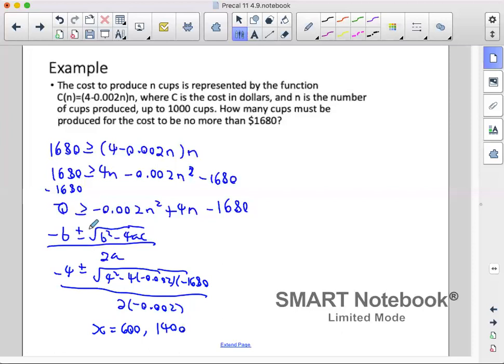Now we know, because our parabola is opening down, that it's going to look like this, with this being 600 and this being 1400. And it's looking for what's less than that, so that'd be over here, and this was over here. However, we said no more than 1,000 cups, so this one will not work. Therefore, we'll have to say n is equal to or less than 600. And we should probably also put in that it's greater than 0 because we can't have a negative amount of cups.